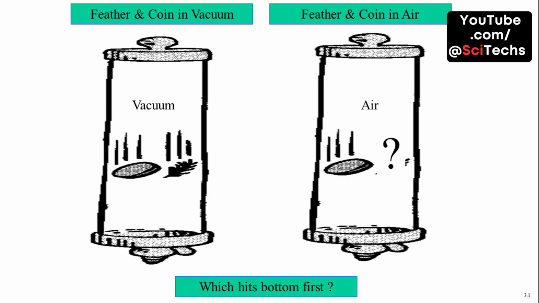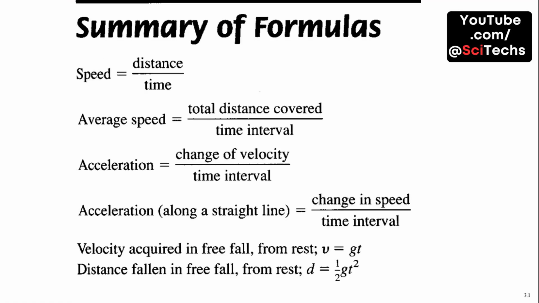What happens when a feather and a coin are dropped in a vacuum versus in air? In a vacuum, both hit the bottom at the same time, but in air, the feather takes longer due to air resistance. Let's summarize the key formulas we've discussed.